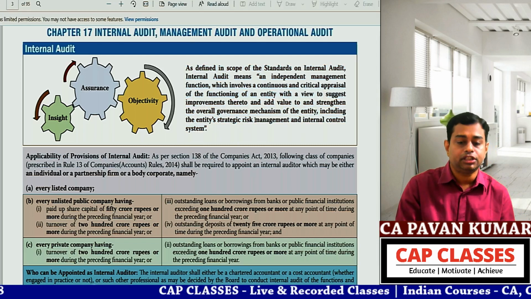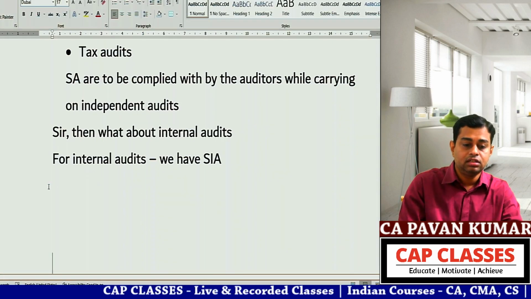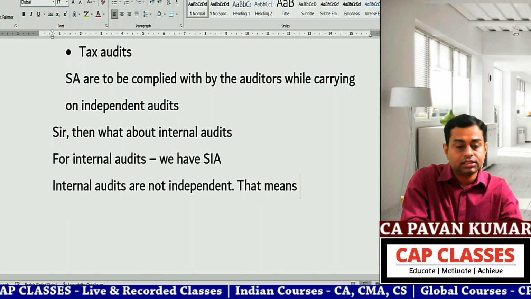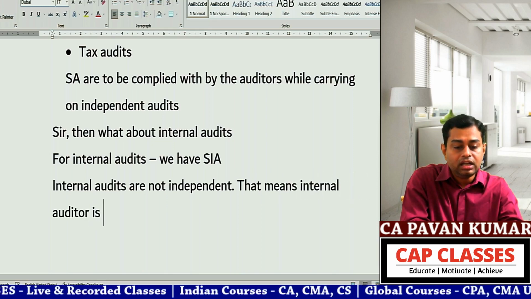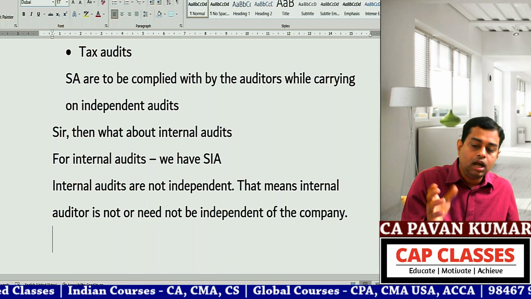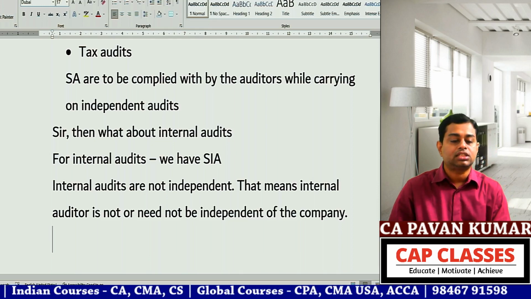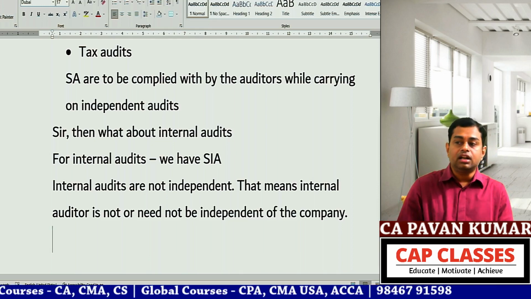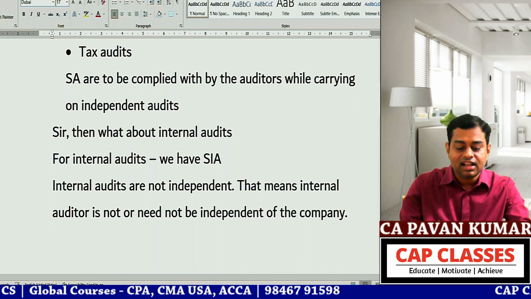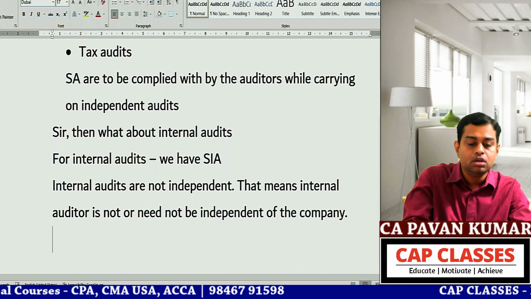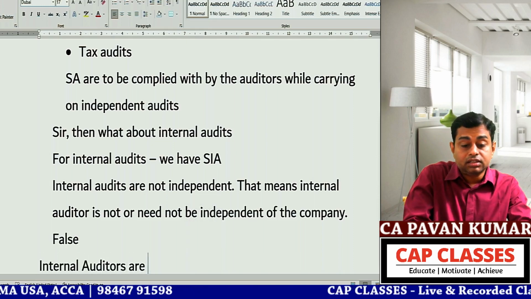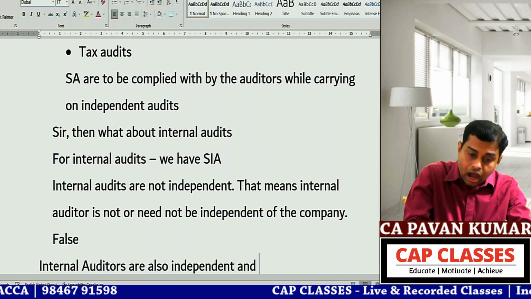Okay. Now I'll ask one general knowledge question. Internal audits are not independent audits. That means the internal auditor is not or need not be independent of the company. Answer, yes or no, true or false. Everybody is saying true and the chat box is flooded with true. False. Internal auditors are also independent and also should be independent.